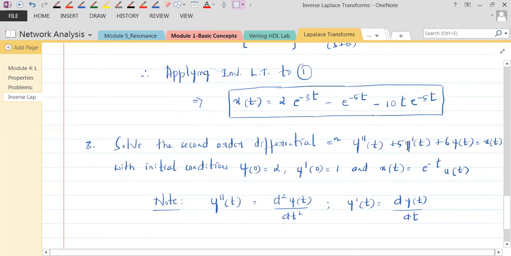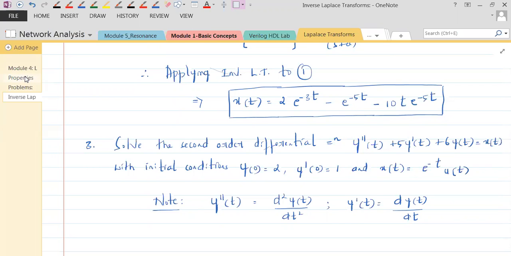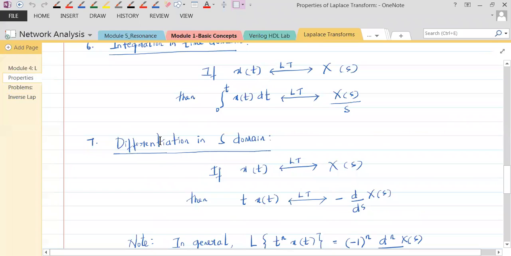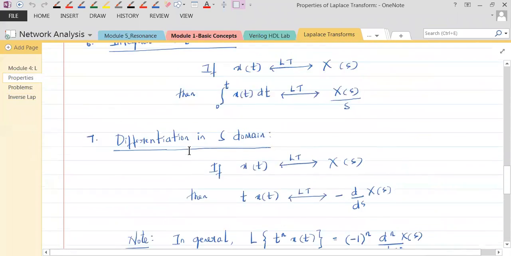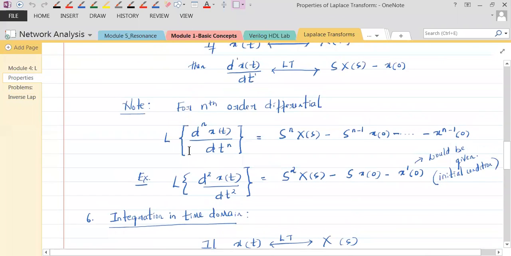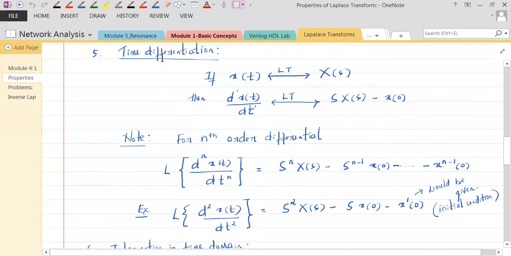Okay, so we have to make use of a property here, differentiation in time domain. What is the differentiation in time domain property telling us? This is differentiation in S domain that we have seen. There is another property which talks about differentiation in T domain, time domain differentiation. So if you have x of t, its Laplace transform is x of s.